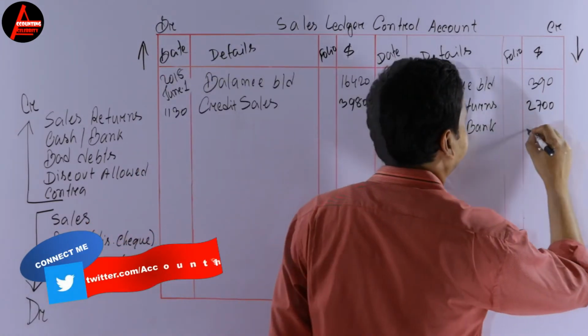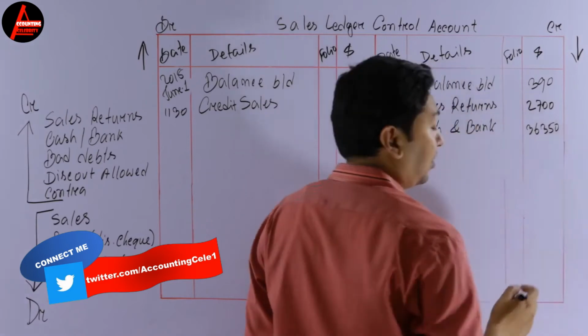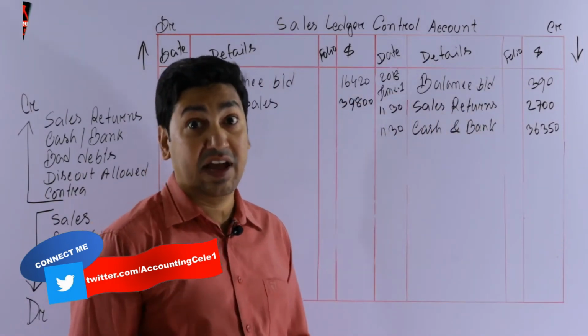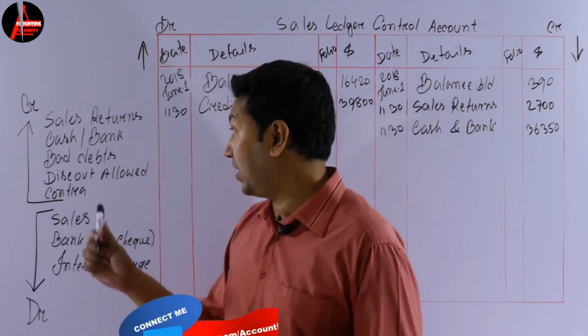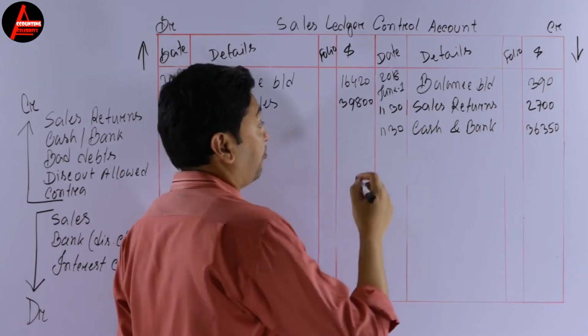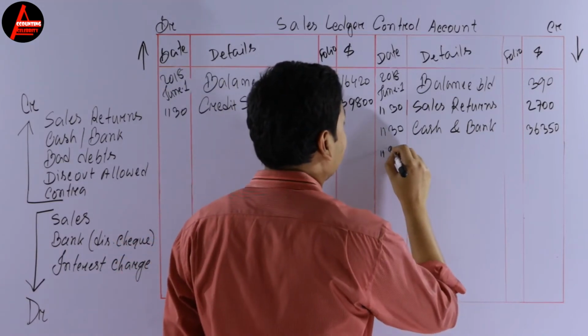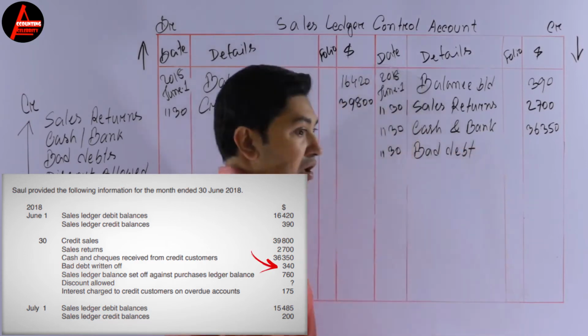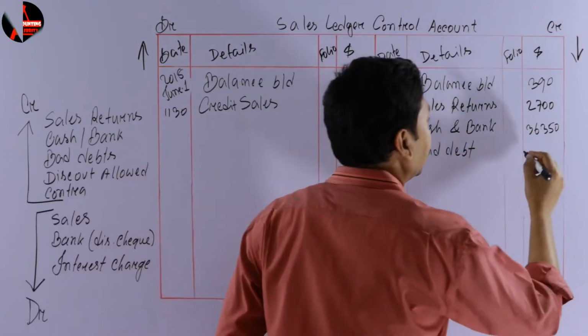36,350. Okay, great. Next one we have bad debts written off. Yes, bad debt written off will be recorded where? In the credit side, as your trade receivable will be decreased. So right here bad debt. So what is the value here? $340.